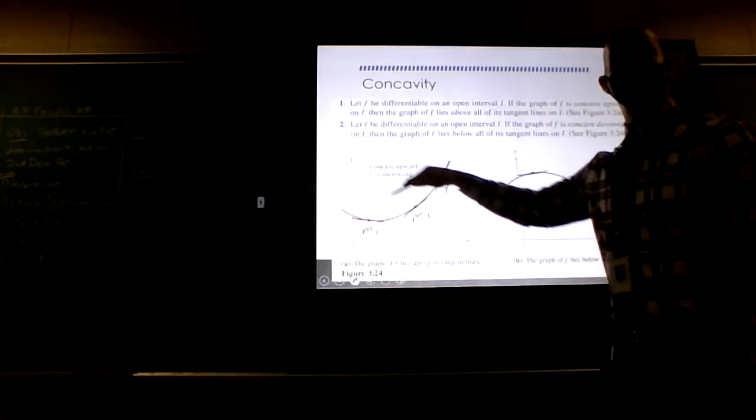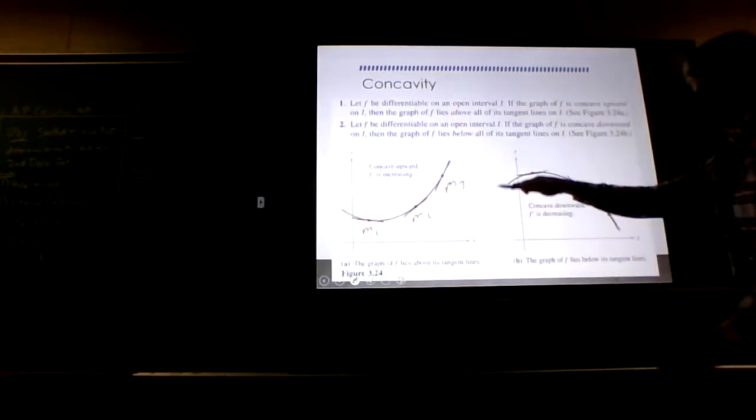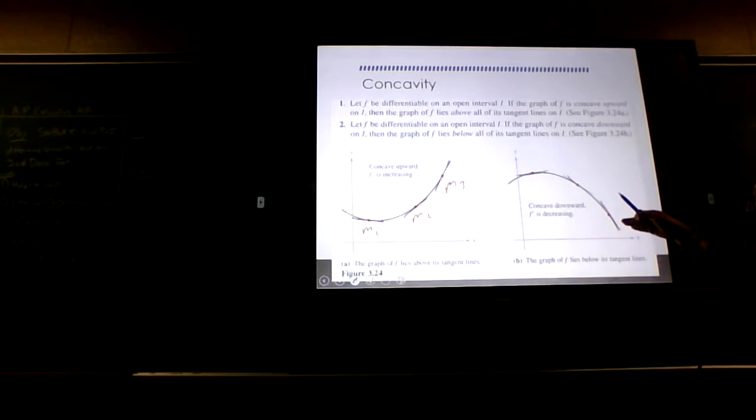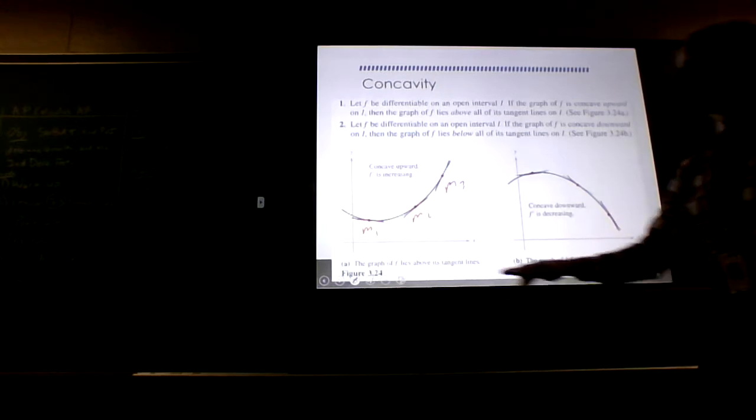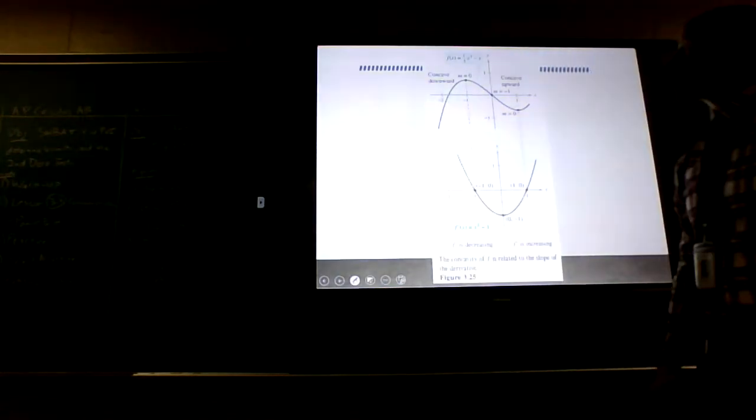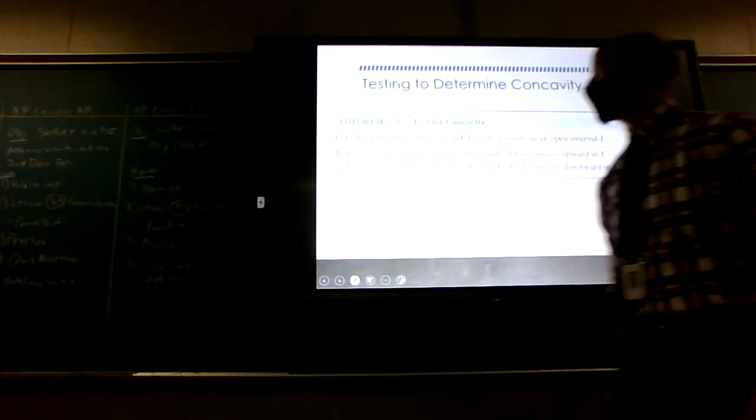Concave up. See how it's kind of caving upward? And then this is called concave down. Right? So how do you figure out where a function is concave up or concave down? I'm going to skip that example to save a little bit of time.